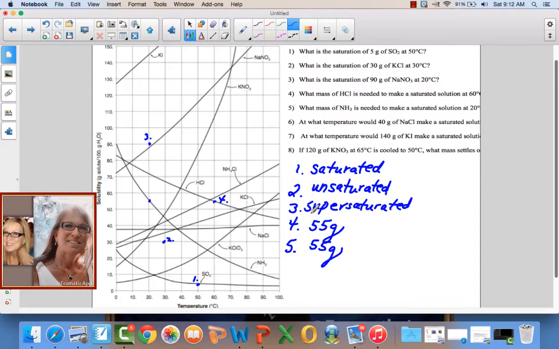Six, at what temperature would 40 grams of NaCl make a saturated solution? So they're telling us that we have 40 grams. That's this line. And NaCl. So I have to go over and see where this intersects the NaCl line, which is probably right about here. Because it's got to be on the line. 40 grams on the line, and I go down and I read this temperature, and that's about 84 degrees.